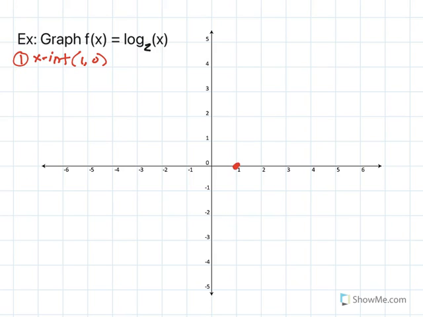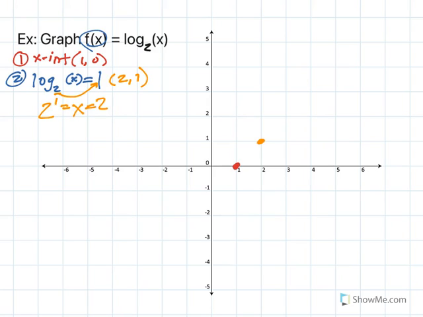Now, step 2 says plug in 1 for y, for f of x. So we're going to say the log of x base 2 equals 1. Remember, to solve logarithmics, we change them to exponentials. So I take the base 2, raise it to the first power, and that equals x. That means x is 2. So that gives me the ordered pair (2, 1): right 2, up 1.